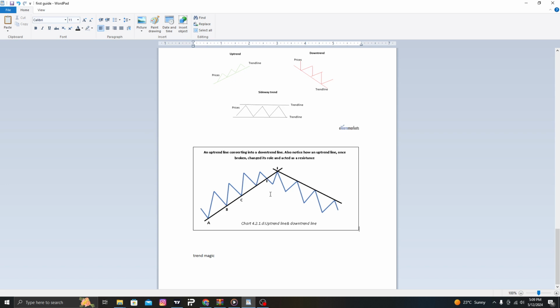There are many ways to avoid them. Number one, you can use a moving average. You can use your price action theory, but price action is more advanced. But I believe people have to understand price action. I'm going to make a price action course later on. So now we are just focusing on uptrends, downtrends and sideways trends.